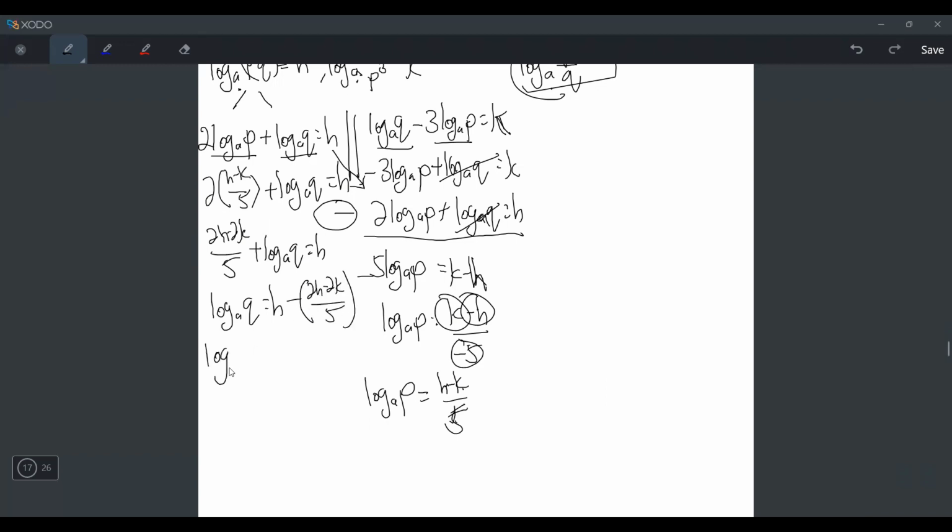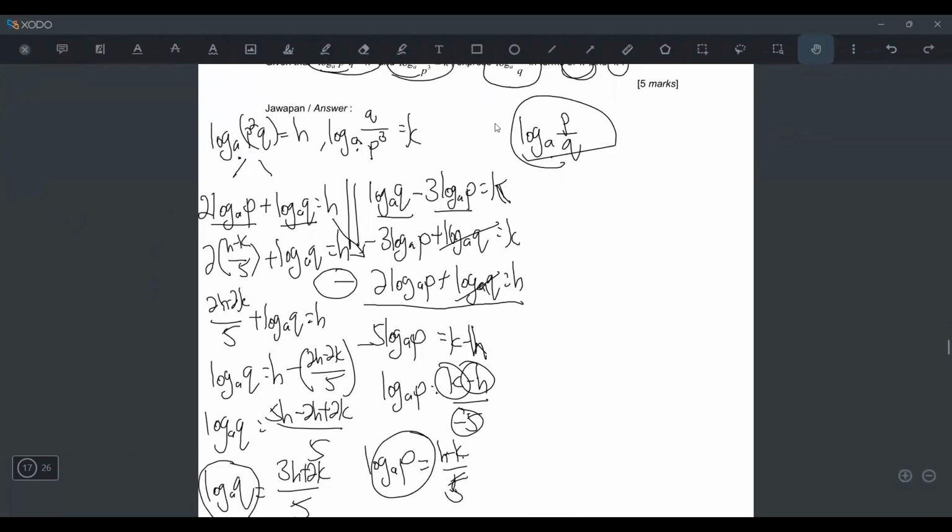So log AQ equals to H. I think I have to times 5 first, right? So 5H and then minus 2H plus 2K over 5. And then you will end up with 5H minus 2H, which is 3H plus 2K over 5. So that's the log AQ. Okay, now I have log AP and log AQ. I think I can do this question now.